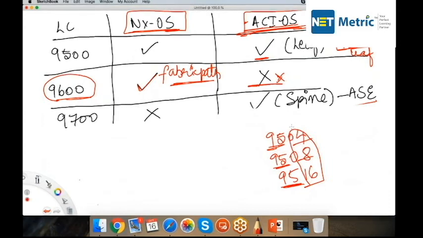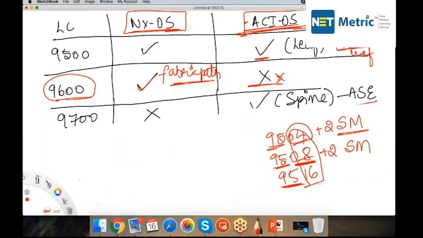Whatever your digit is, 4, 8, or 16, that represents the total number of slots into which you can only insert line cards. So, for example, 9504, four slots into which I can only insert line cards. Apart from these four slots, I will have two extra slots into which I will be inserting the supervisor module.